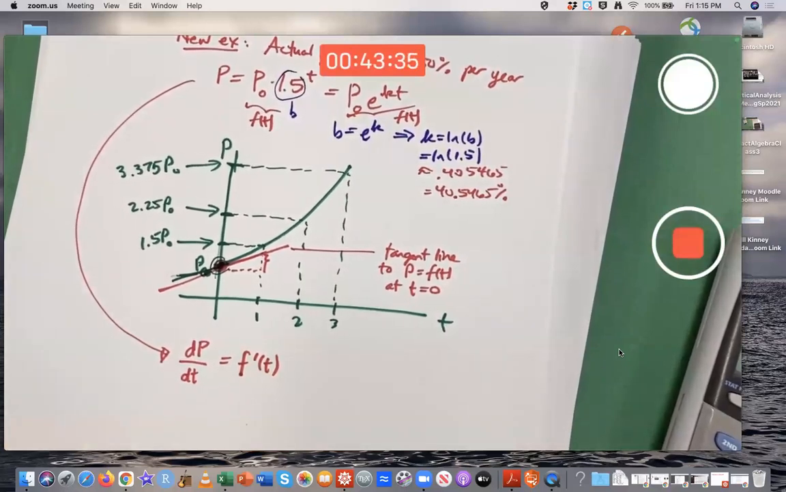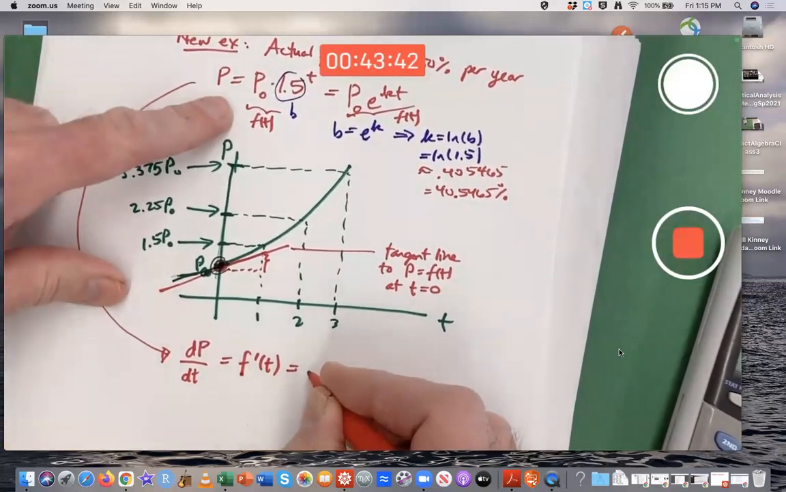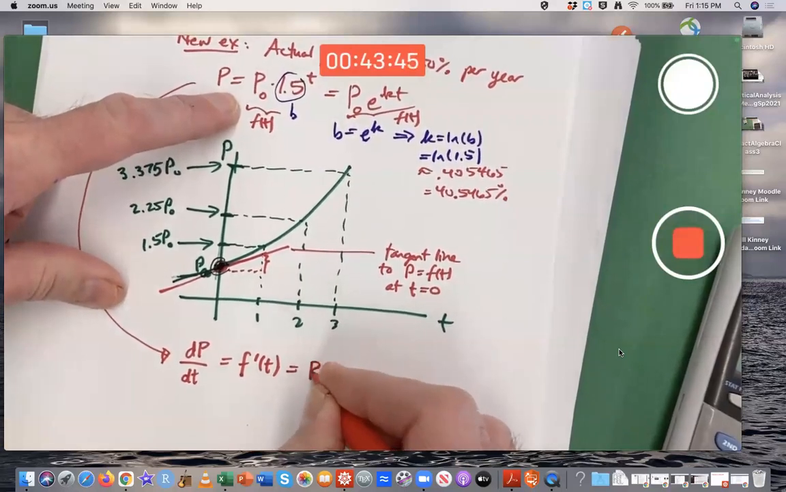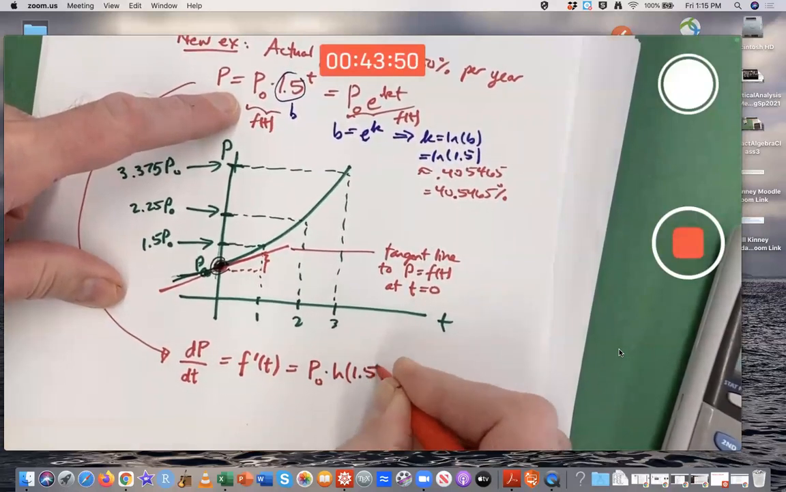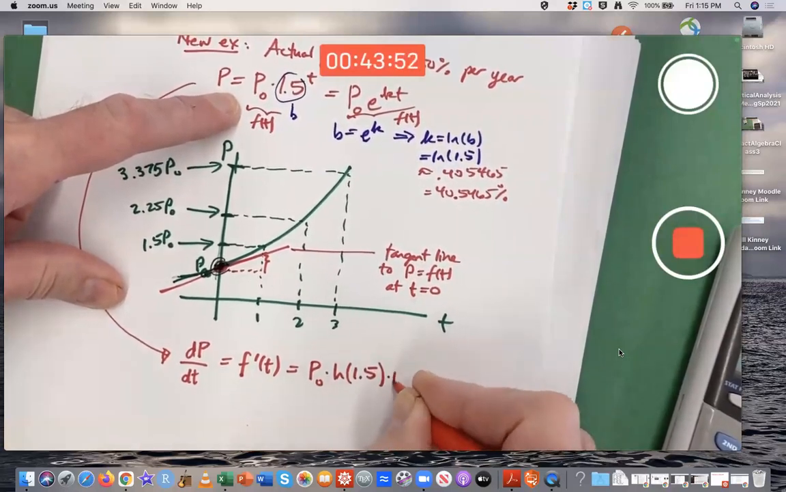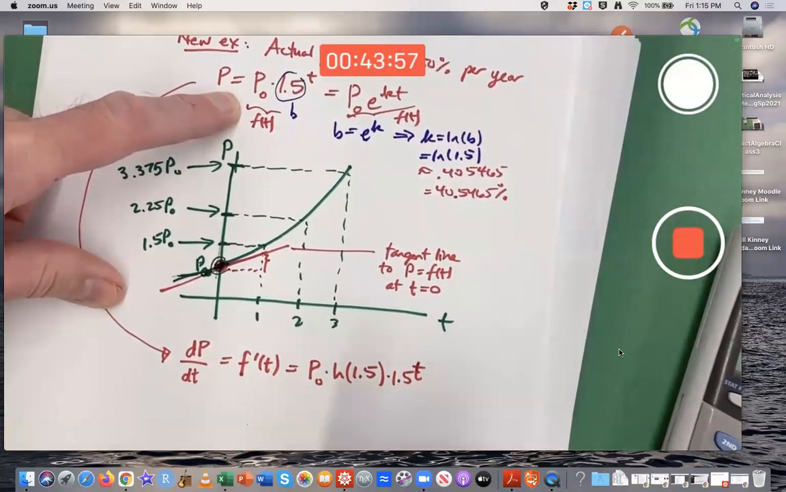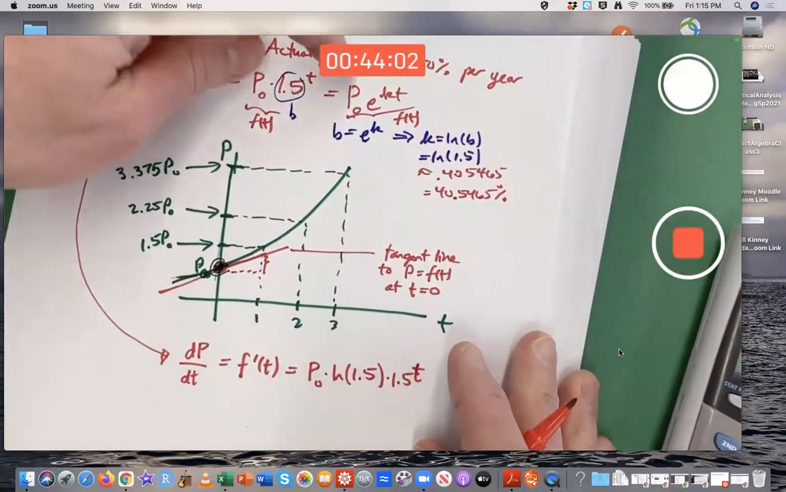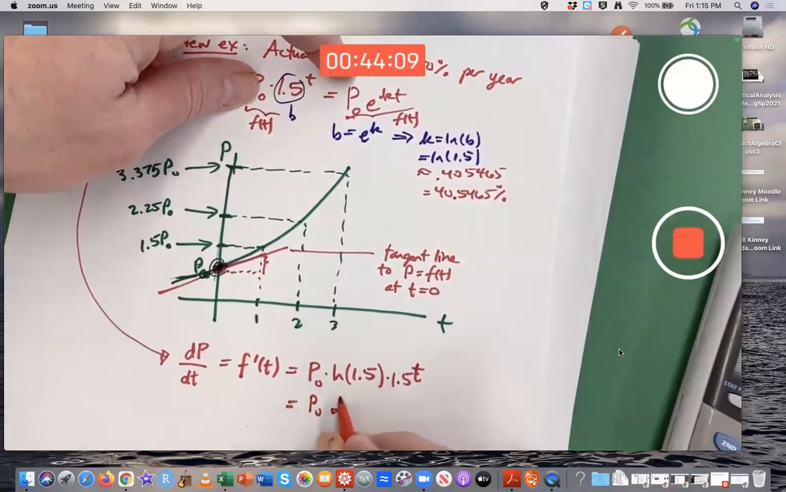And for this example, the derivative turns out to be, well, you can write it in one of two ways. If you think about the function this way, you can write it as P0 times the natural log of b, which is the natural log of 1.5, times b to the t, which is 1.5 to the t. If we use the e representation, base e, instead of an extra factor of natural log of 1.5, we get an extra factor of k.